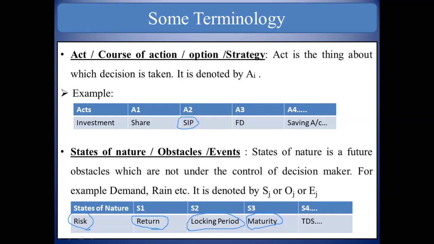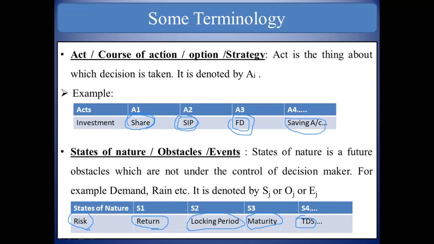And another type of risk is TDS. At the time of maturity, how much TDS will they deduct? Again, it is uncertain. So TDS varies from investment to investment. The rate of TDS is different in share market, in SIP, in FD, in saving account, and so on.